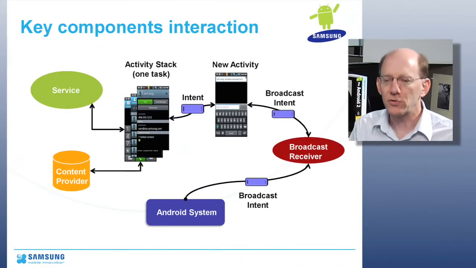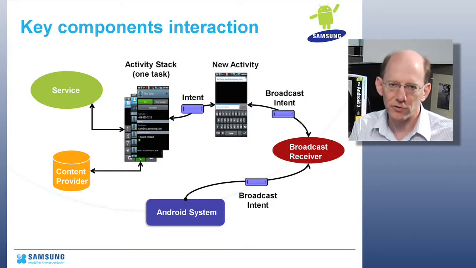So, key components: we want to talk about what those key components in the Android framework are that really make it possible to do this. Today we'll talk about activities, which are really the main part of your UI. We'll talk about services. We'll talk about content providers. This is how you provide your data to other applications. We'll talk about broadcast receivers, and then how that all gets glued together through the Android framework.